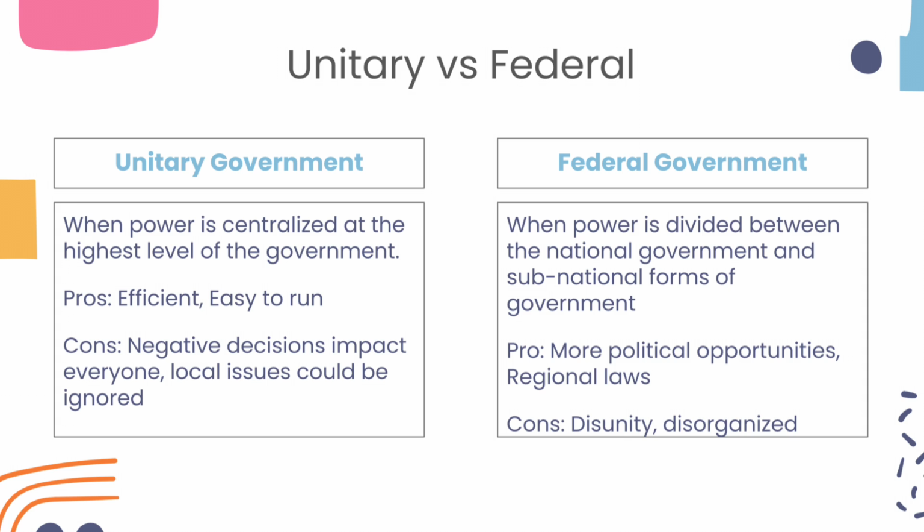A federal government is usually used in countries with multiple nations known as multinational states or countries with larger land masses. Some pros of using a federal government would be that since power is dispersed between governments, there are more opportunities for people to get involved in political processes, and regions of the country could make laws that would be efficiently applied for that certain region. However, it could possibly lead to disunity and become disorganized.